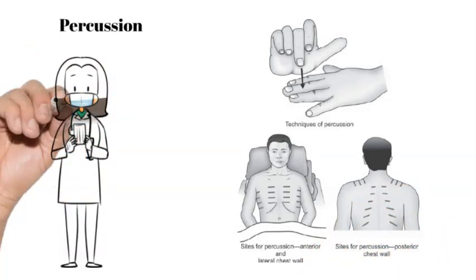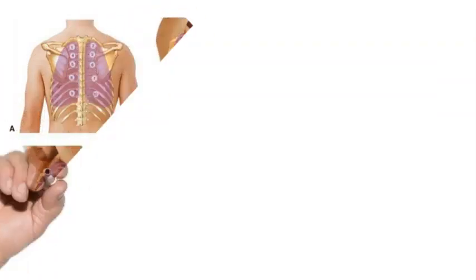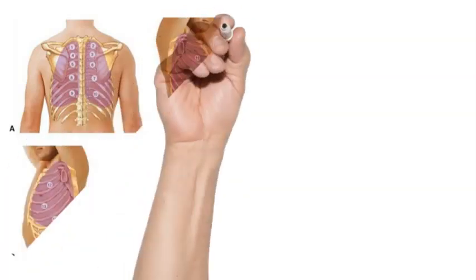A resonant sound is heard when percussing over normal lung tissue, which indicates air-filled tissue. A dull sound, on the other hand, may indicate consolidation of lung tissue or fluid in the lungs. This can be a sign of pneumonia or pleural effusion.